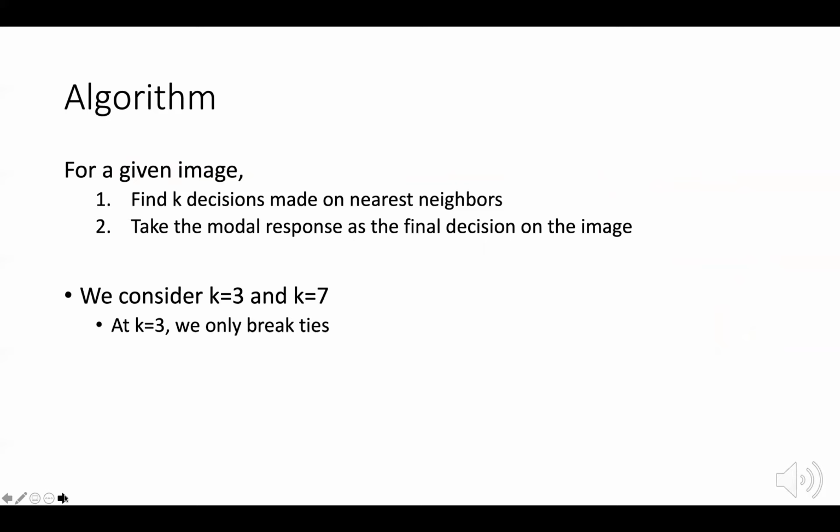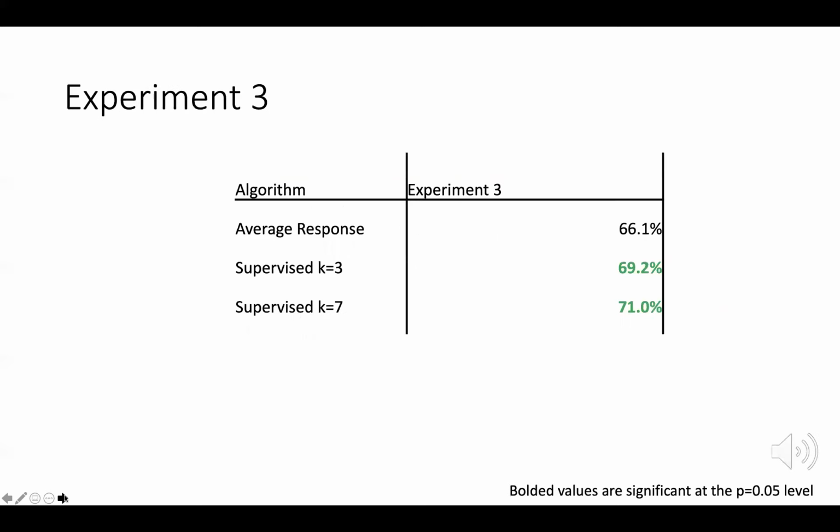Now k equal to 3 can only break ties, that is, when we have inconsistent decisions on a given image. But k equal to 7 can actually overturn decisions. As per our results, we see that the supervised representation, as expected, does well. But the unsupervised representation can break ties and improve the performance significantly when it has to break ties, but it does not improve performance when decisions are overturned with k equal to 7.